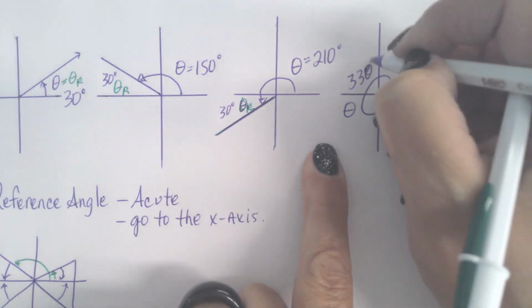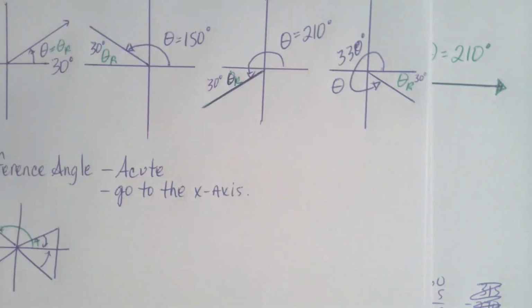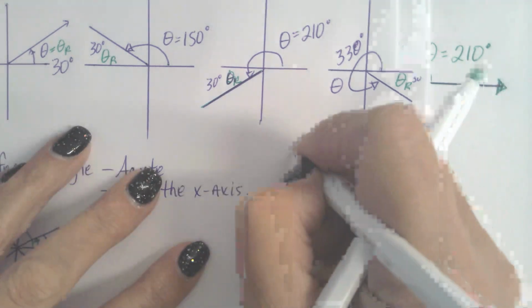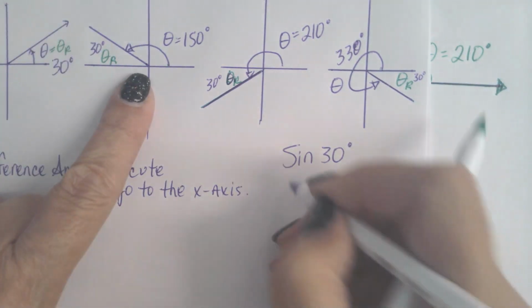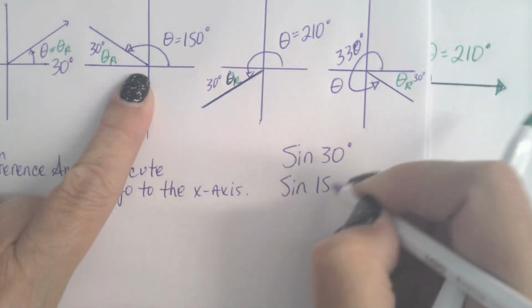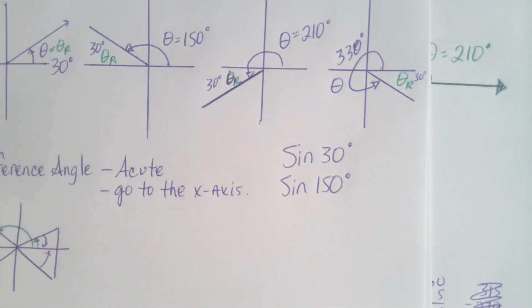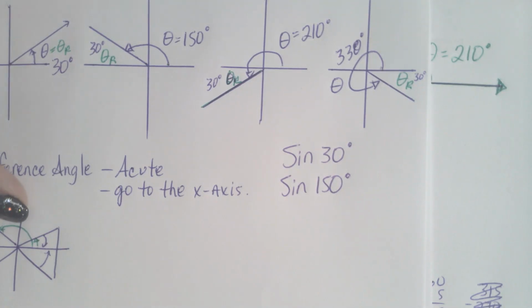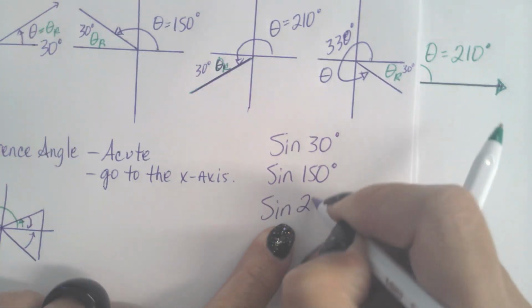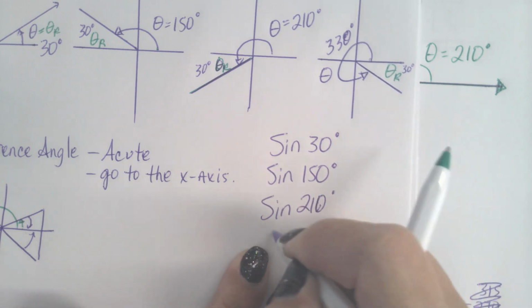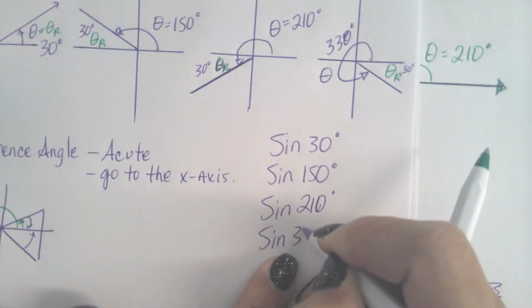Now I'm going to take the theta angles. First quadrant, we said sine 30. Second quadrant was sine 150. And I'm going to use sine. You could use tan or cosine or whatever you like, but I'm going to use sine. I'm going to go sine 210, and I'm going to go sine 330.